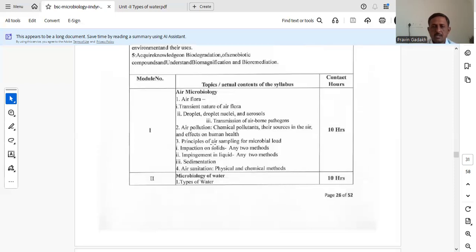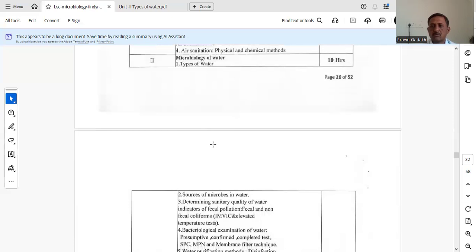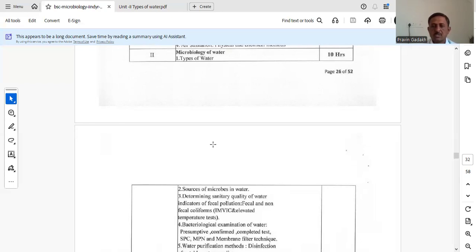Next, your second module is the microbiology of water. In that, we have to discuss the different types of water, sources of microbes in the water, how different microbes enter the water, and how they represent the microflora of those water bodies.